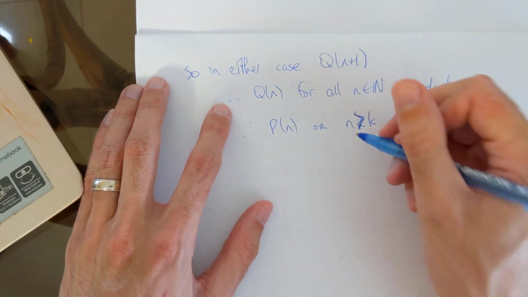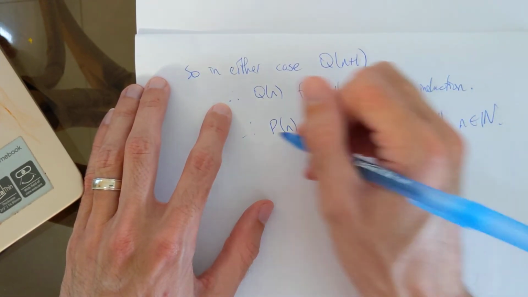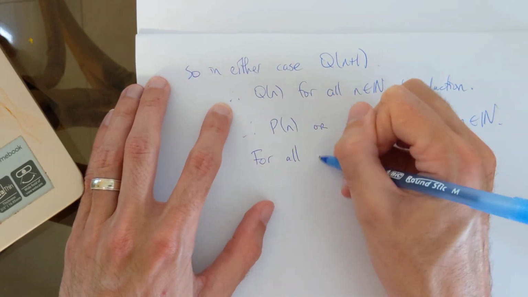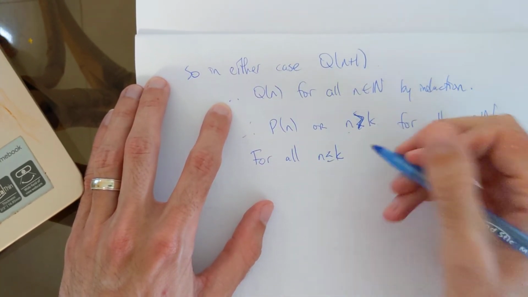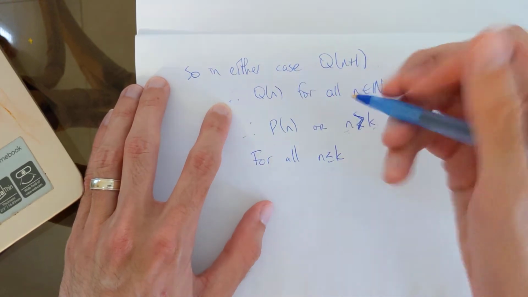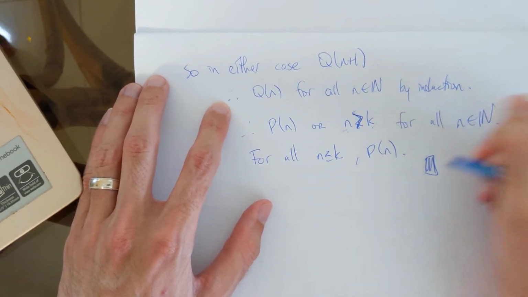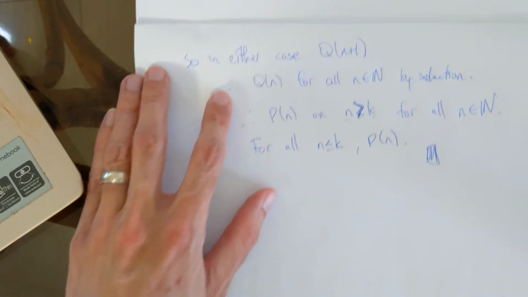Okay, in particular, if n is less than or equal to k, then we have p of n. So for all n less than or equal to k, we don't have n greater than k, so we must have p of n. Okay, and that's the end of number 3.